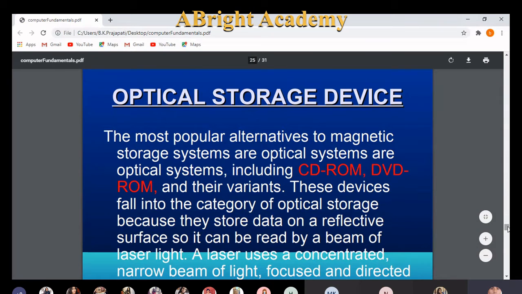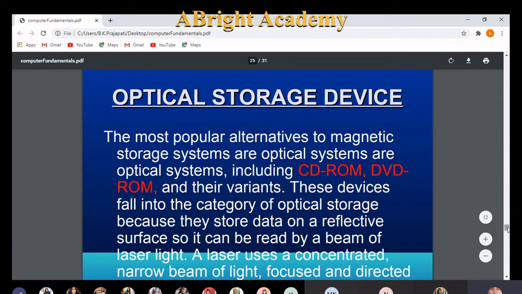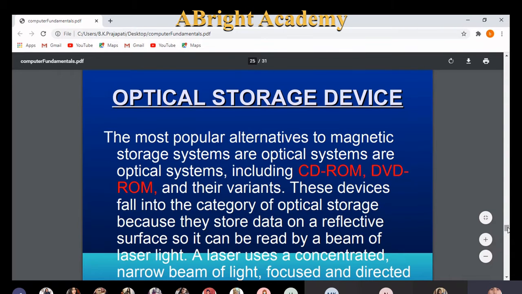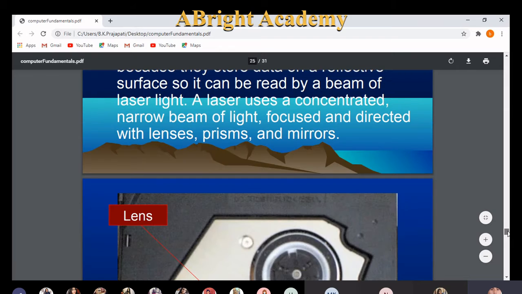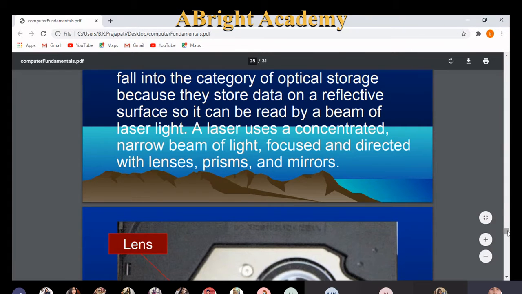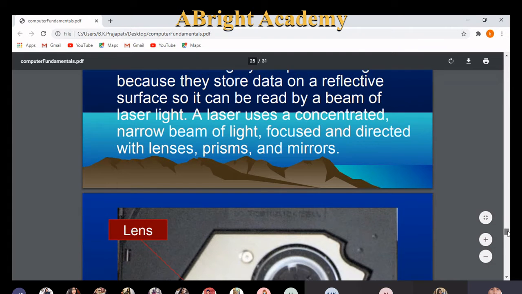Optical storage device. The most popular alternative to magnetic storage systems are optical systems, including CD-ROM, DVD-ROM and their variants. These devices fall into the category of optical storage because they store data on a reflective surface, so it can be read by a beam of laser light. A laser uses a concentrated, narrow beam of light, focused and directed with lenses, prisms and mirrors.